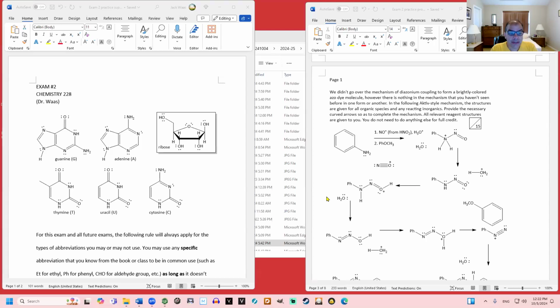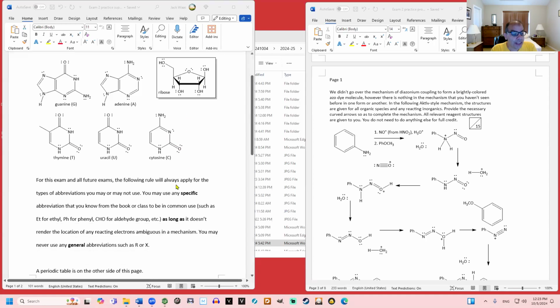If you look at the accompanying supplemental section that comes with the practice questions, you see I give you a bunch of structures, and I'm going to do the same thing on your exam number 2. I was very clear, even though I was out of town, that you do not have to memorize the 5 nitrogen bases, and you do not have to memorize the structure of ribose. So you'll get something like this.